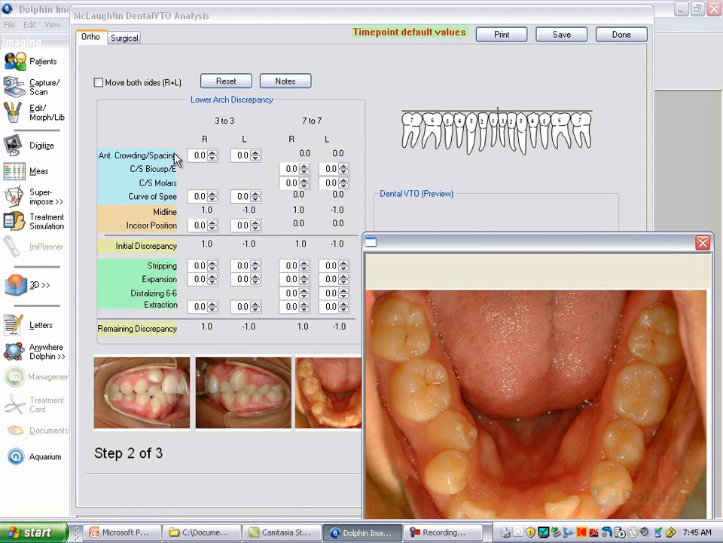The first three areas are dedicated to crowding. We have anterior crowding from 3 to 3. We have bicuspid crowding, and we have molar crowding. The reason that's broken down is because we want to know what's going on in the anterior segment by itself. And in the bicuspid region, many things can happen. We may take out a bicuspid. We may have spacing in the bicuspid region, such as E-space, or we may have crowding in the bicuspid area. And all those factors need to be taken into account as we evaluate the bicuspid region.